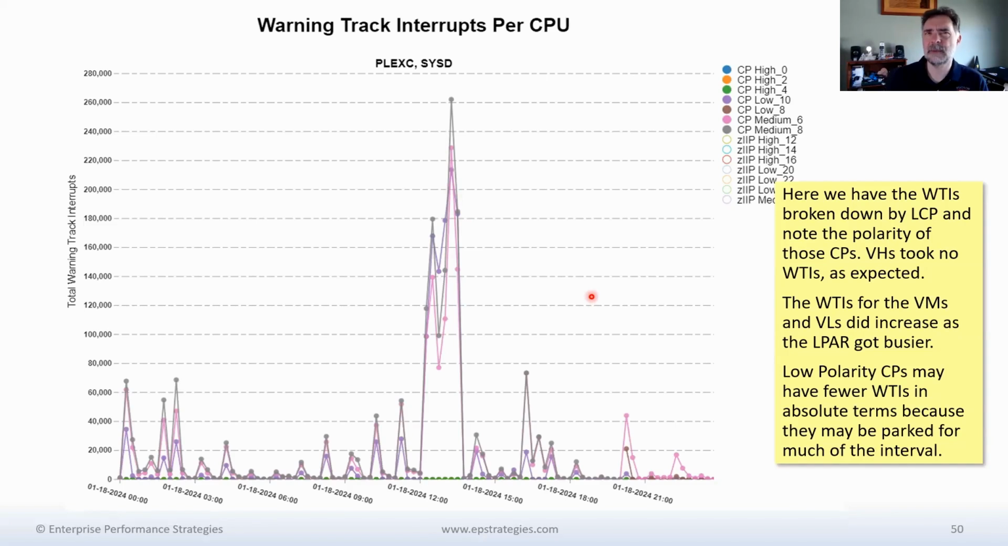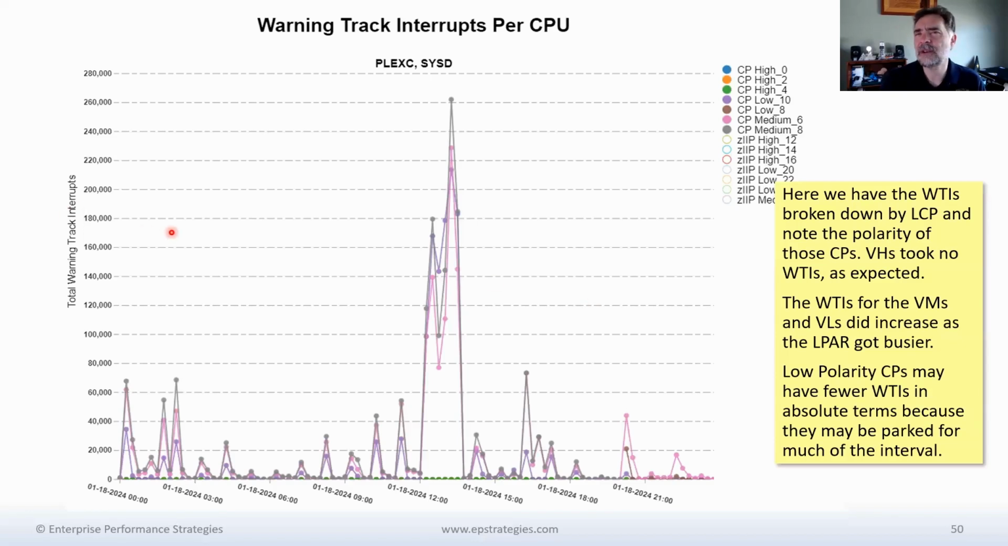The other point too is that these vertical mediums prior to this spike may not have had capacity available to do them. And the lower polarity CPs may have fewer WTIs per interval just because the lows may have been parked for part of that interval as well. So that's another important point here.